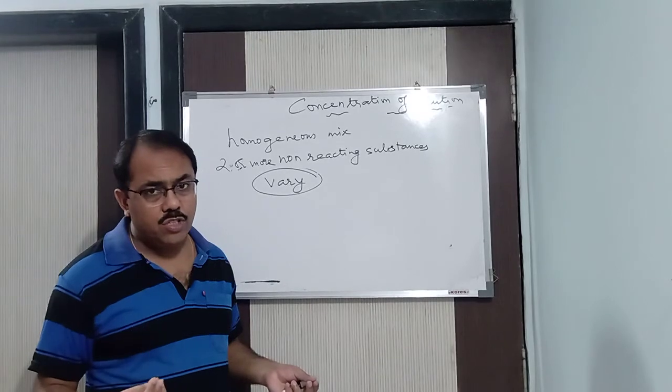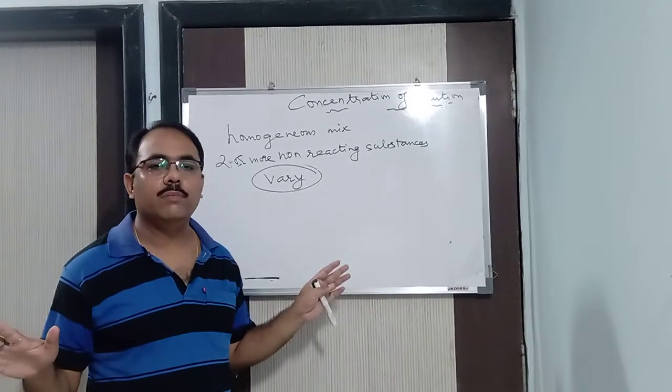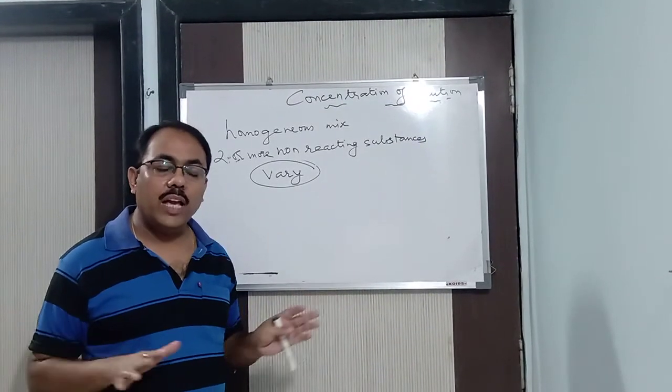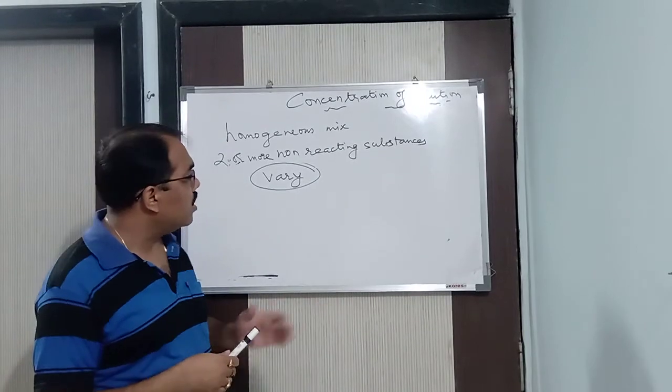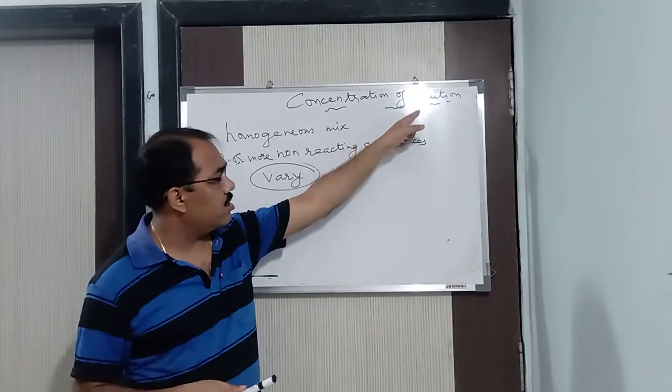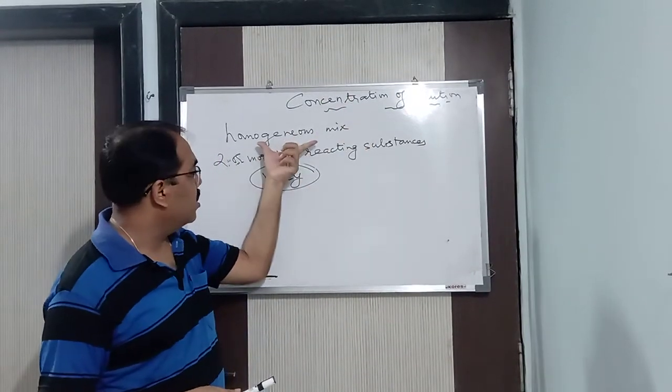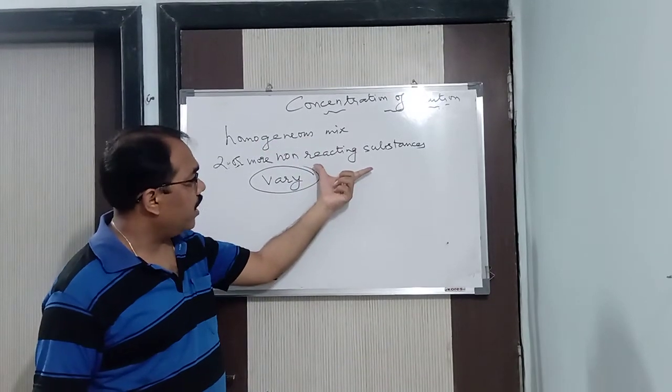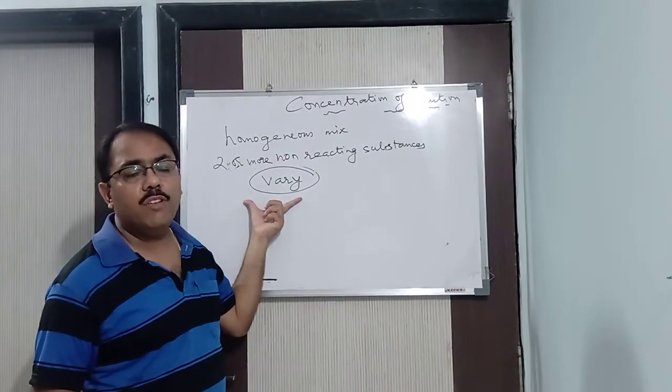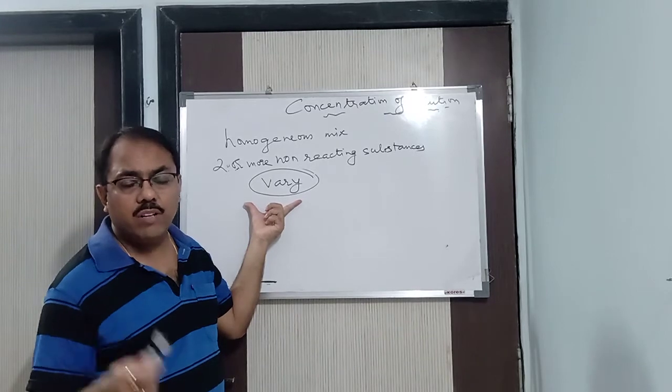You can vary the composition, but within a limit. Not beyond any limit. We can say that. So that is called a solution. That is known as a solution. A solution is a homogeneous mixture of two or more non-reacting substances whose composition can be varied within a certain limit. You can vary the composition.